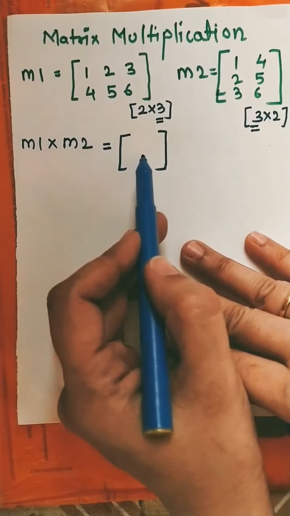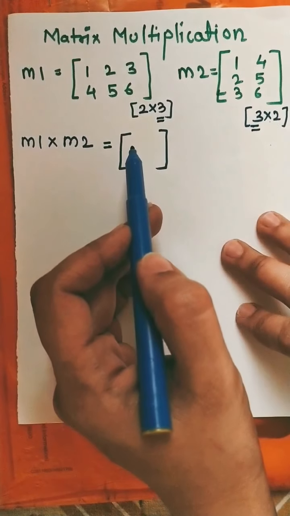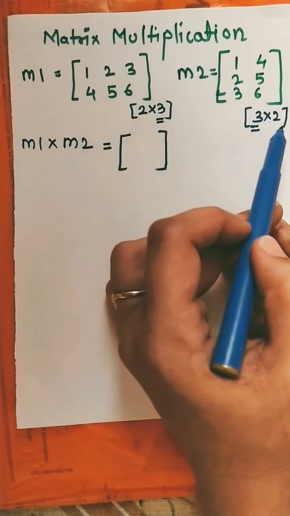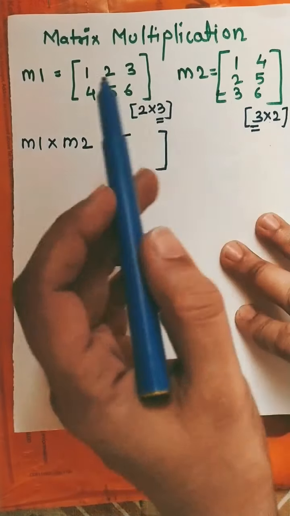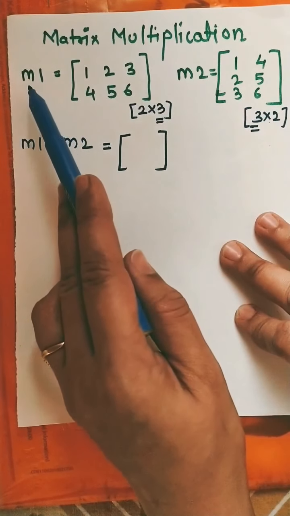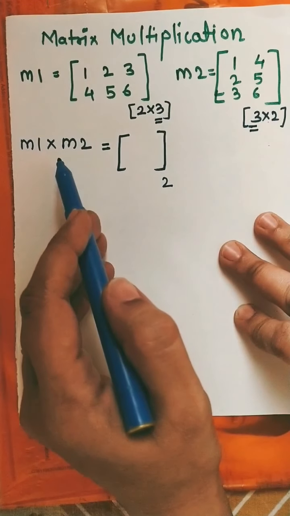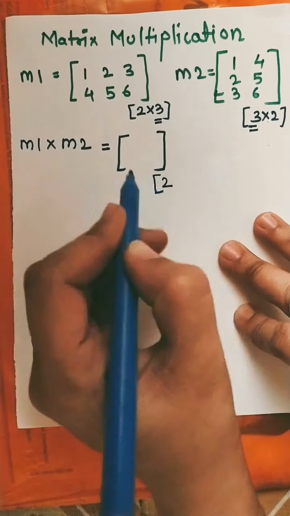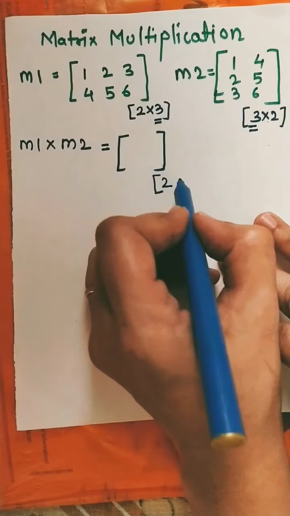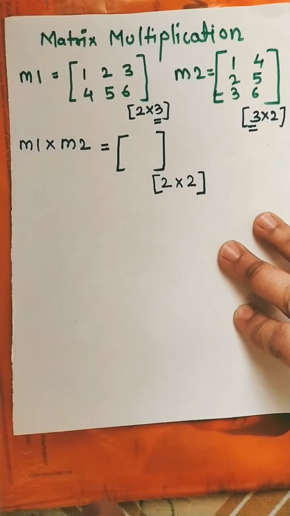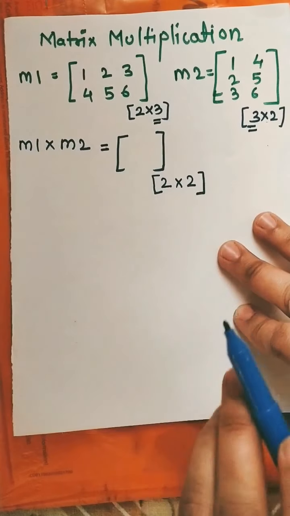The size of this resultant matrix depends on the number of rows in the first matrix and the number of columns in the second matrix. In our example, M1 has 2 rows, so the resultant matrix will have 2 rows, and M2 has 2 columns, so the resultant matrix will have 2 columns. So the resultant matrix will be of size 2 by 2.